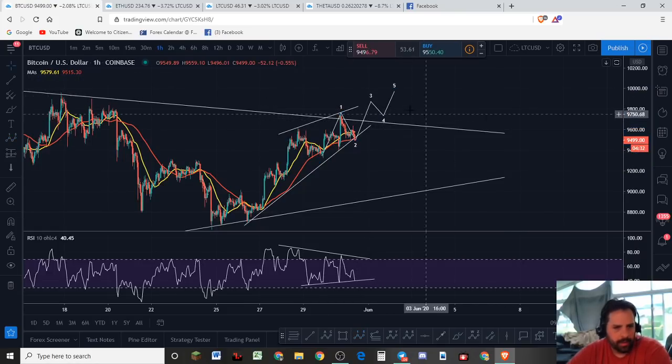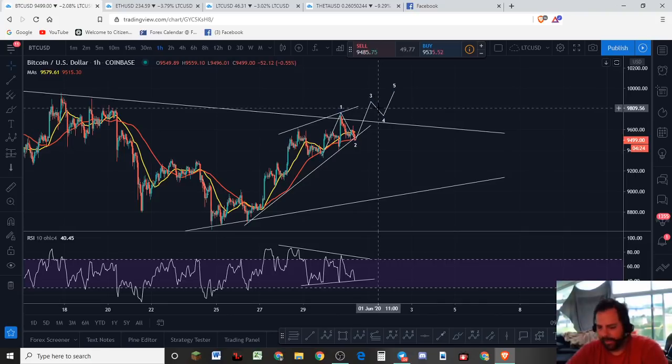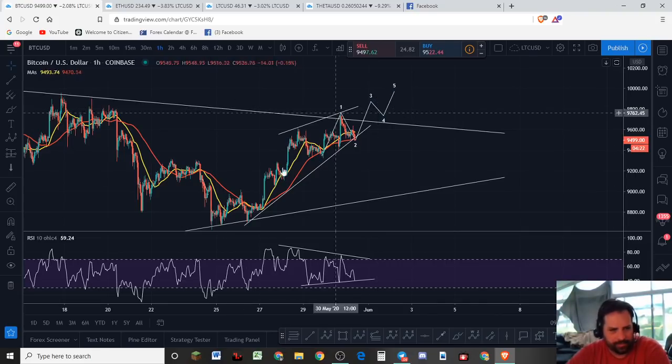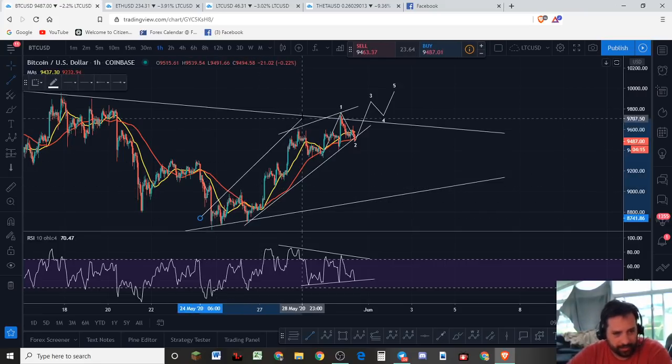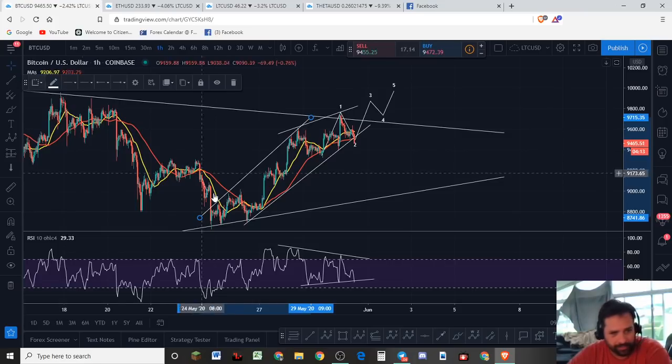Maybe an ending diagonal, and this would be some kind of A wave, B wave, and then a C wave is going to be the ending diagonal. I don't like that. This A wave number one doesn't count super well. It counts more like a diagonal itself. If you check it out here, it looks kind of like a diagonal there.